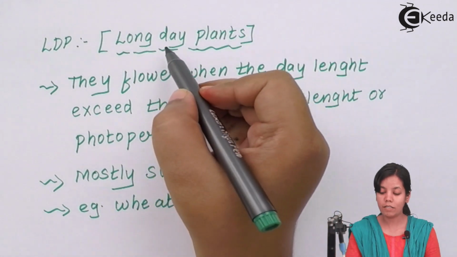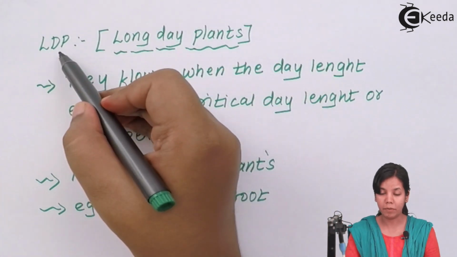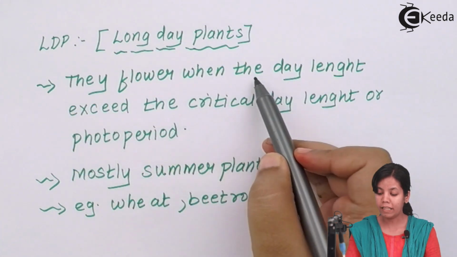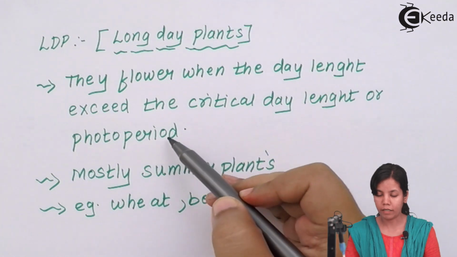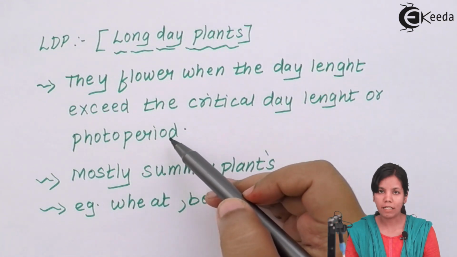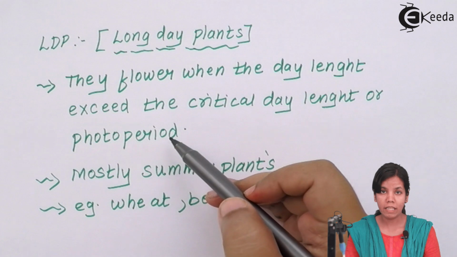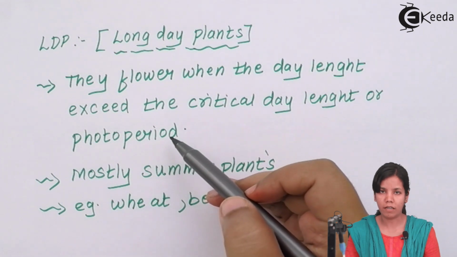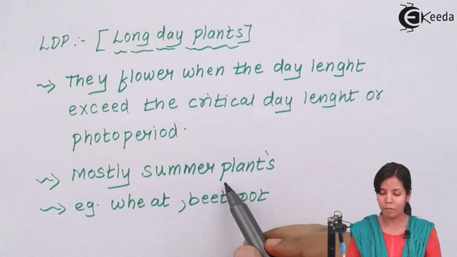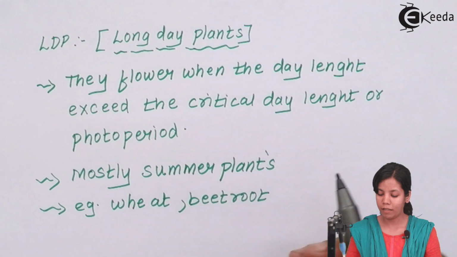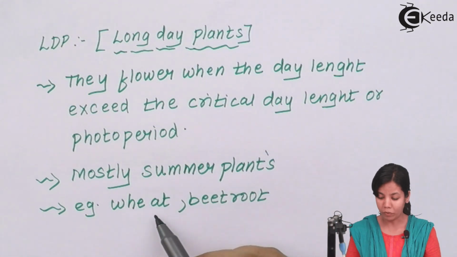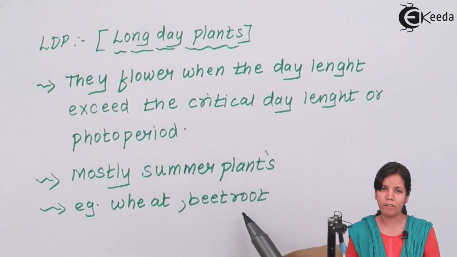The next type is long day plants or LDP. They flower when the day length exceeds the critical daylight or photoperiod. It means long day plants will flower when they receive an excessive amount of sunlight, which is easily available during summers. So they are summer plants, or plants which need a lot of sunlight. An example of this is wheat or beetroot that is mostly available in summer.